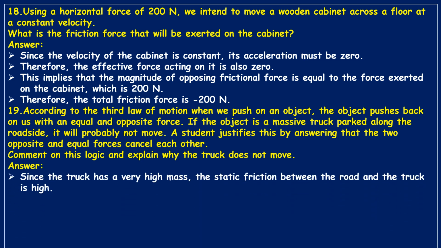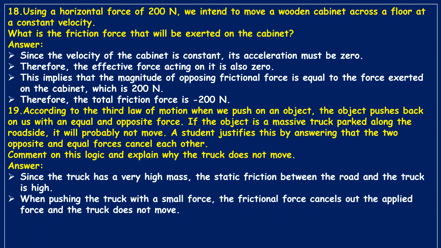Since the truck has a very high mass, the static friction between the road and the truck is high. It's not dynamic friction, it's static friction, that attracts the truck towards the ground. That is also high. That means friction depends upon the mass of an object.